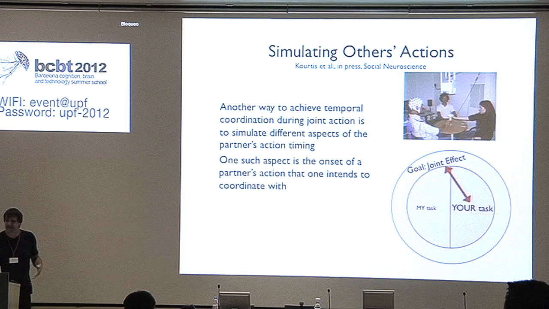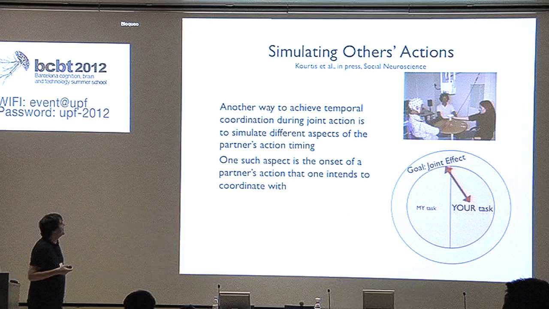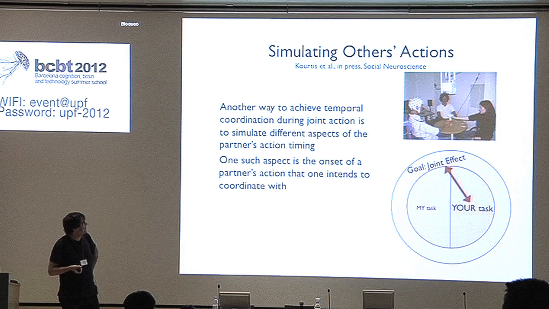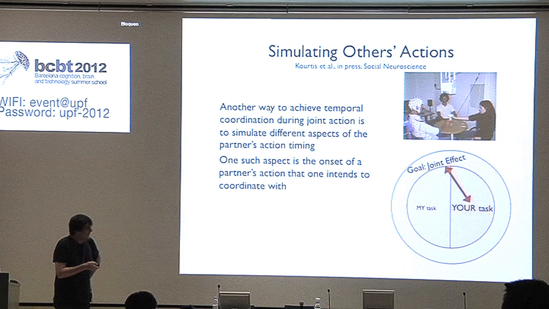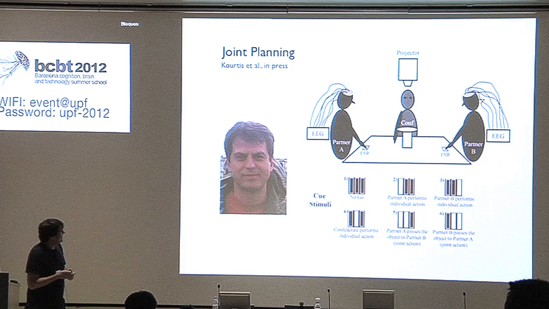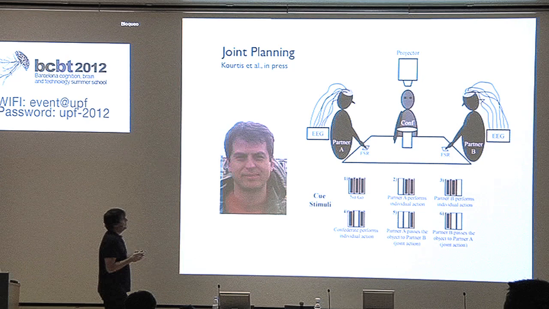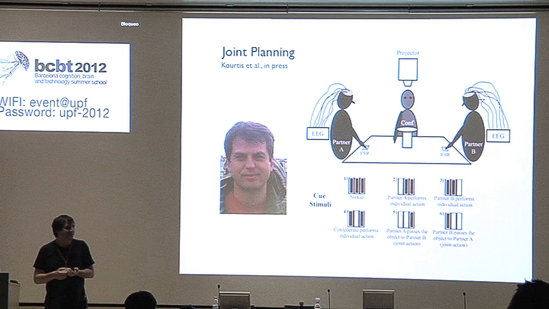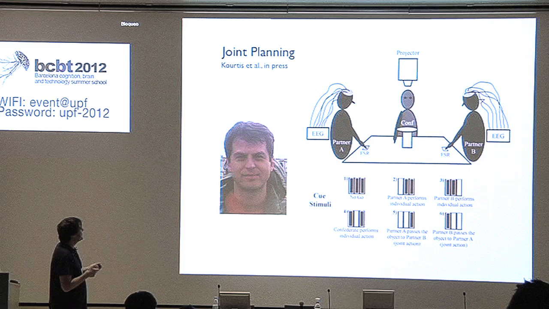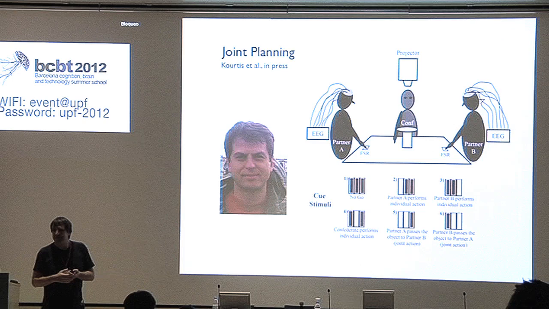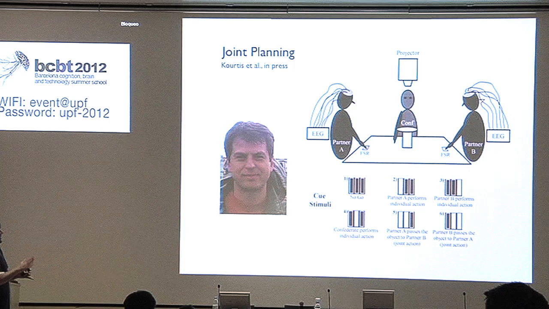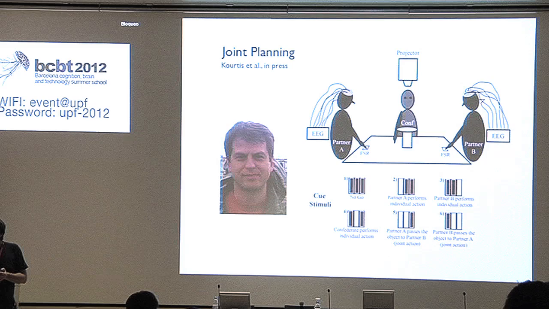Okay. So another way to achieve temporal coordination during joint action is to simulate different aspects of the partner's action timing. One such aspect is the onset of a partner's actions that one intends to coordinate with. Now, the task that we use in the study, and this is Dimitris Kurti's work, and this is an EEG study, is a very simple one. So basically, the task is a handing task. There's a candle in the middle of a table, and there are three people sitting around it. We only need to look at partner A and partner B, because the confederate is basically just making sure they're doing the right thing, and sometimes doing things to the electrode. Okay? So we look at partner A and partner B, and they sometimes perform individual actions and sometimes joint actions together.